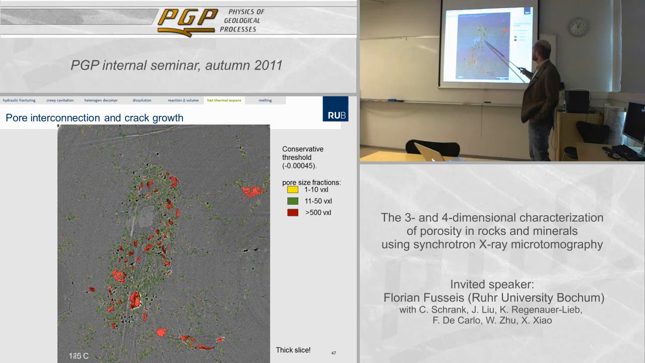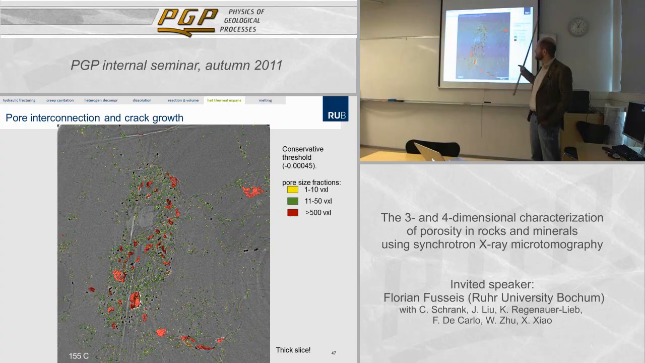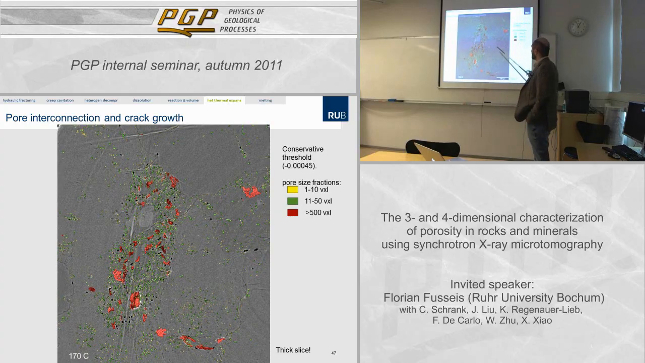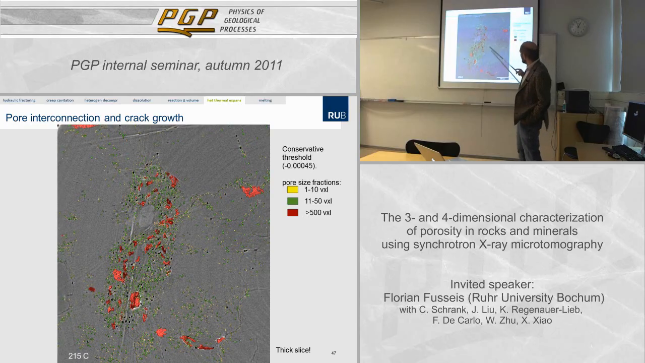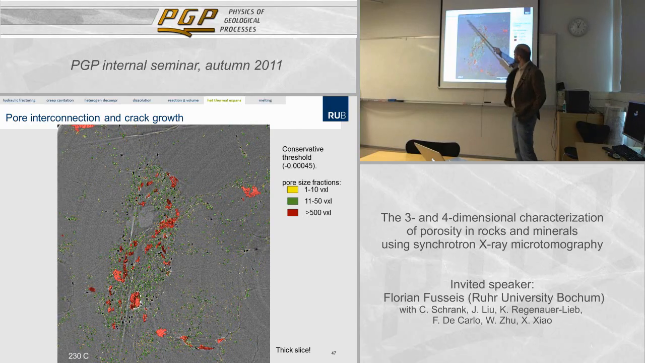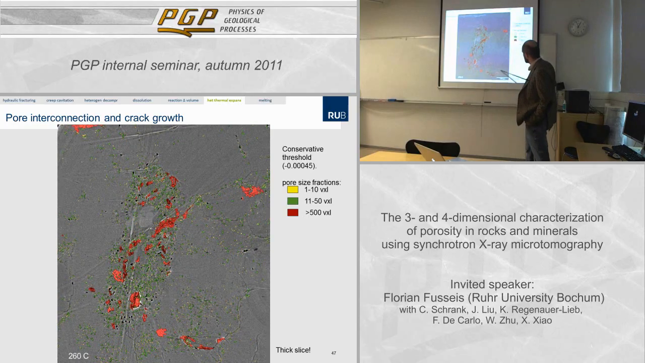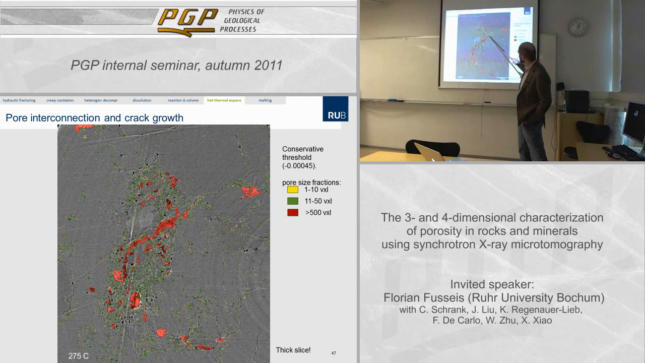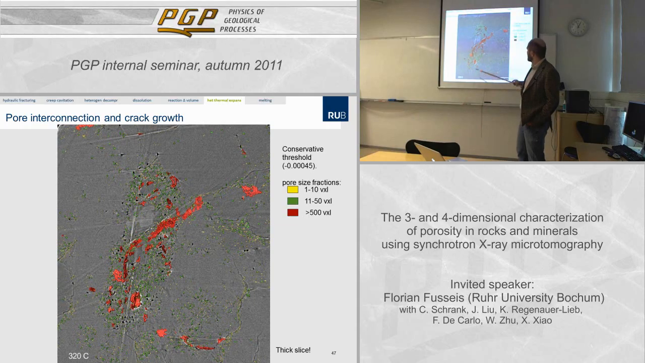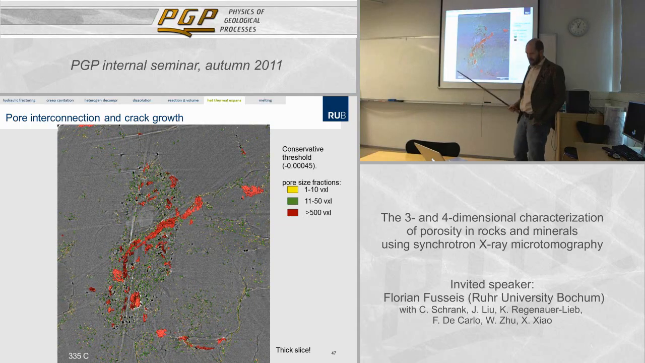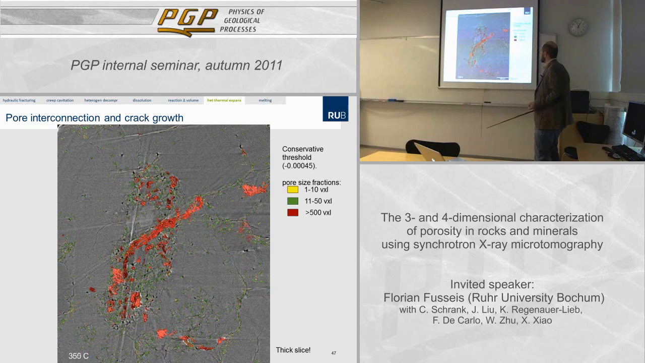What you see here is a 3-dimensional data set. It's about as thick as a thin section, and color-coded are different pore size fractions here. In the background, I have the attenuation image, the actual X-ray data. You can see cracks forming here, and you can see that there's a through-going large crack forming in that plagioclase over temperature, and then we can, of course, discretely characterize how that happened.